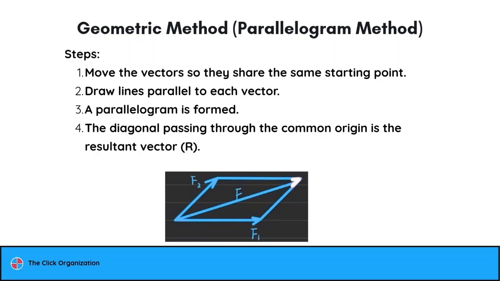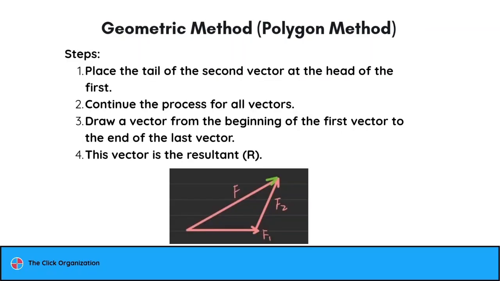The steps for this method are that we first move the vectors so that they have the same starting point or common origin. Then from the end of each vector, we draw a line parallel to the other vector, and this creates a parallelogram shape. The diagonal of this parallelogram that starts from the common origin represents the resultant vector. This method is mainly used when we are adding 2 vectors together.